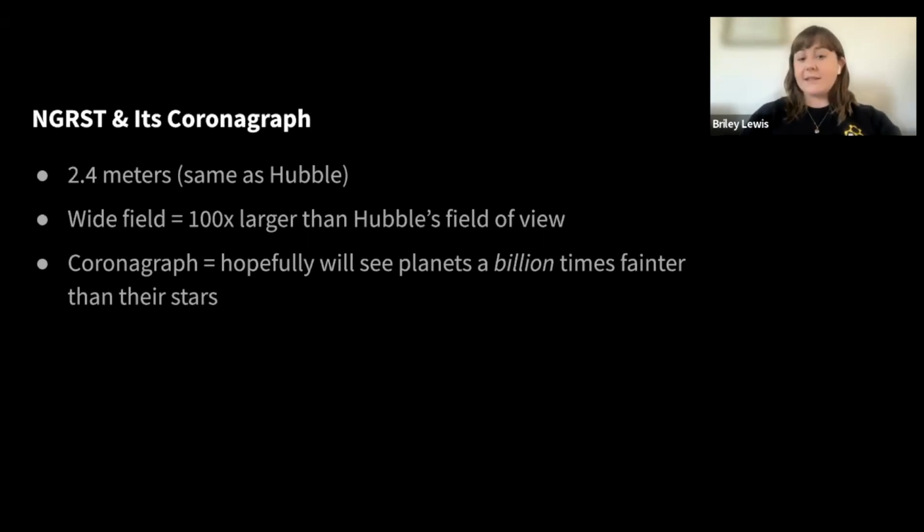So this telescope is the same size as Hubble, but it's going to have something that's really dedicated to finding planets. It was called W1st at first because it has a wide field, so its field of view would be 100 times larger than Hubble's. And with its coronagraph, we'll hopefully see planets 1 billion times fainter than their stars. For context, Earth is 10 billion times fainter than our sun, and right now, we're seeing planets that are around 1 million times fainter. So this is a big improvement, not quite all the way to Earth-like planets, but definitely a big improvement.